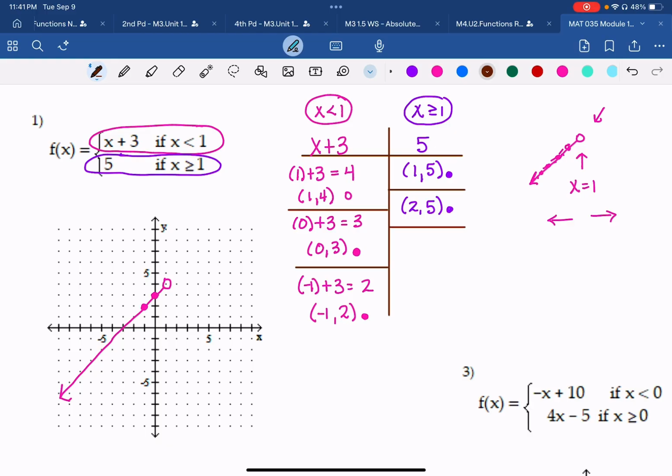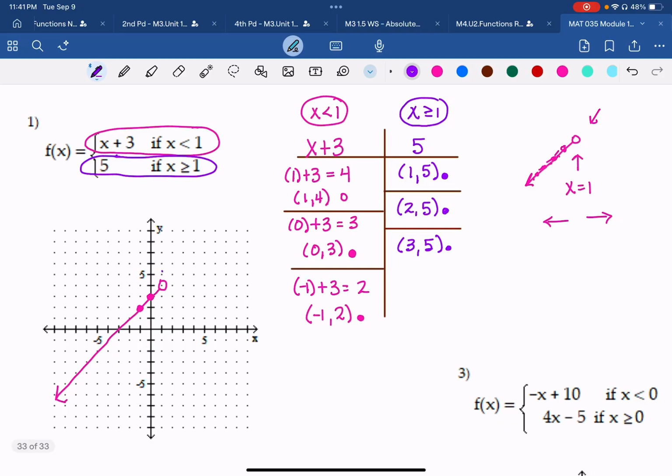I could find another one if I wanted to, but hopefully you see what's happening here. No matter what x value I choose, that y is going to continue to be 5. So at x equals 1, my y value is 5 and it's closed. At x equals 2, my y value is 5. At x equals 3, it's 5. It would also be that at 4 and forever in this direction. And that is how you graph a piecewise function.